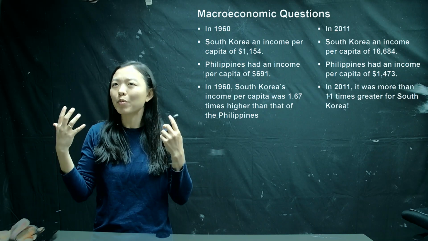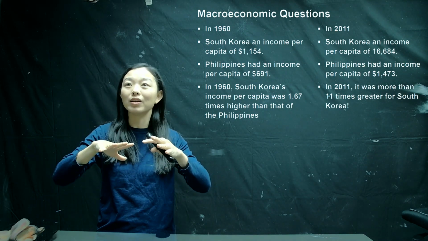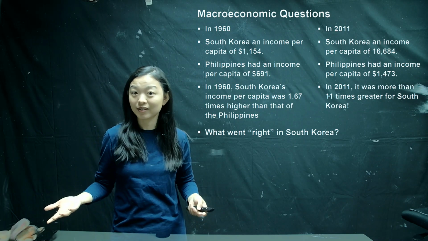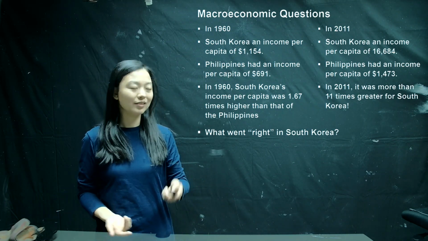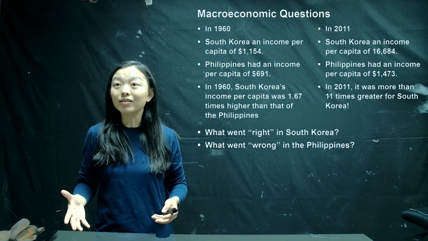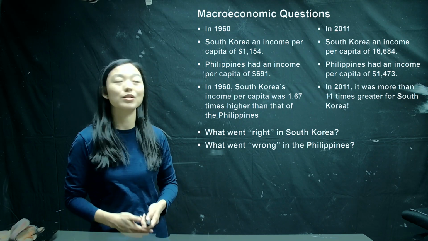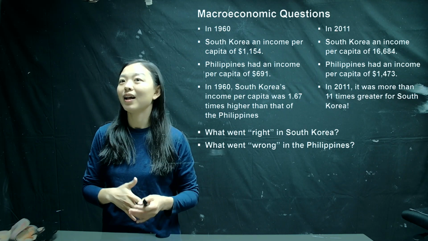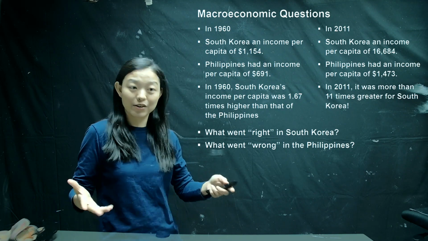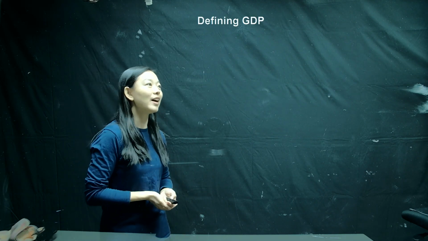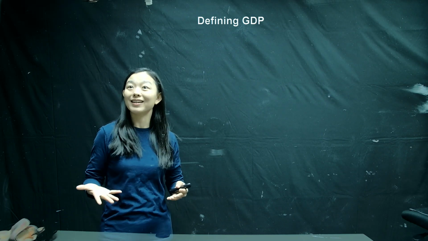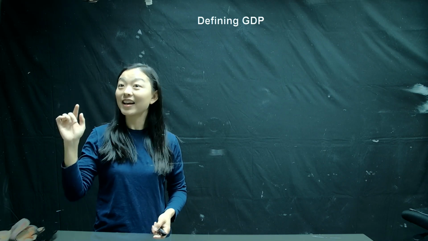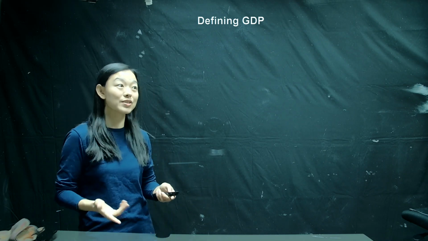So you might think about some questions from a macroeconomic view. For example, what went right in South Korea? And what might have gone wrong in the Philippines? Those are very typical macroeconomic questions about economic growth or recessions. Now, in this chapter, we will learn how to measure a nation's income. GDP will be the indicator that we use to measure a nation's income.